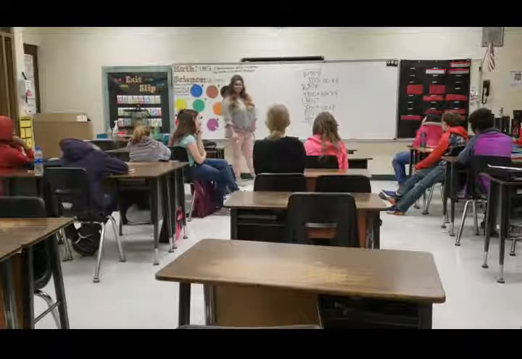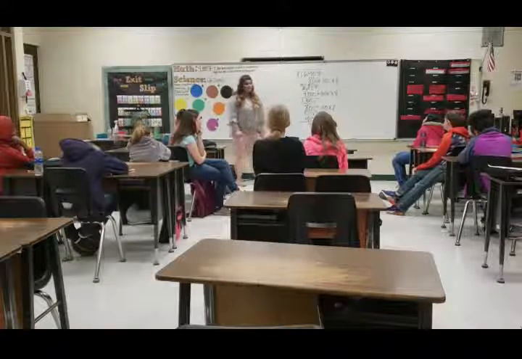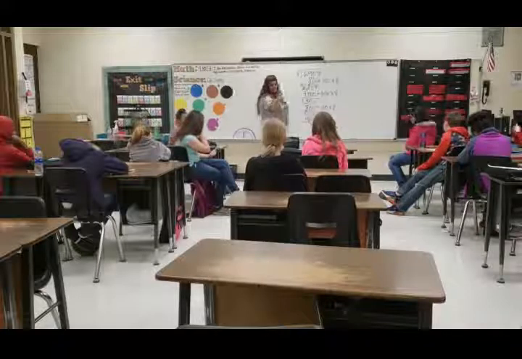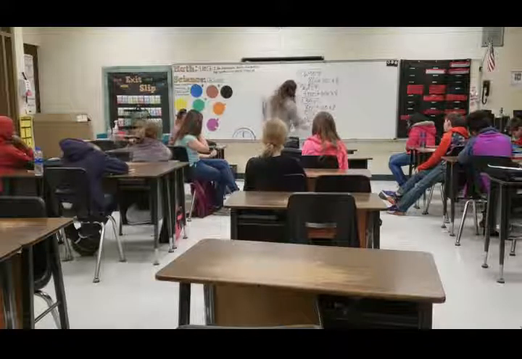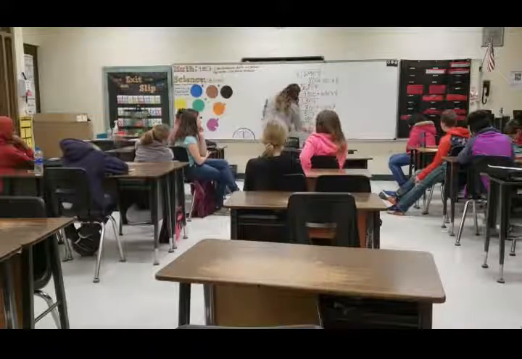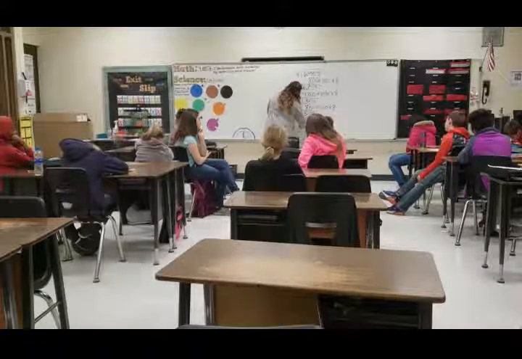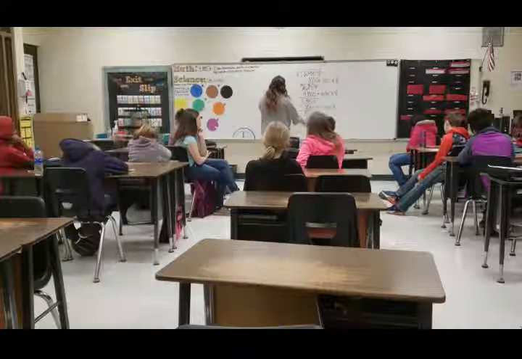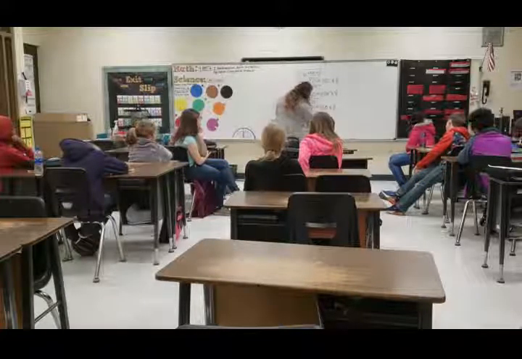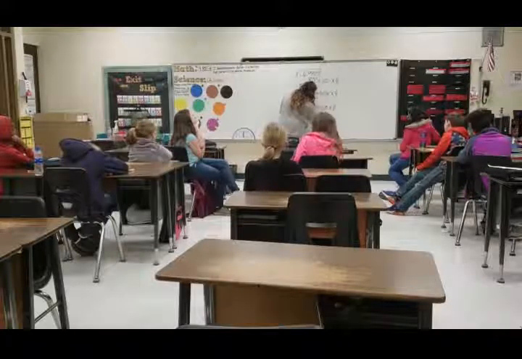8 times 7. No, 8 times 9. 72. Why, Aubrey? Because that equals 72 and gets you the closest to 74. So 72. 4 minus 2 is 2. We got 72 by saying what? 9 times 8.